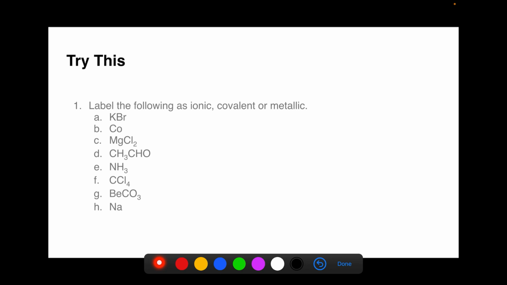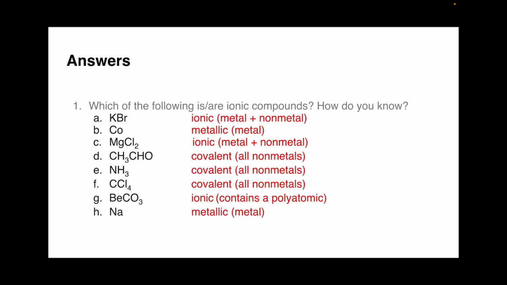Here's a series of elements and compounds. Pause the video here and try to identify each as ionic, covalent, or metallic. When you come back, I'll reveal the answers. Welcome back. Here's what you should have come up with. Notice I used whether or not the atoms are metals or nonmetals to determine what type of bonding occurs.